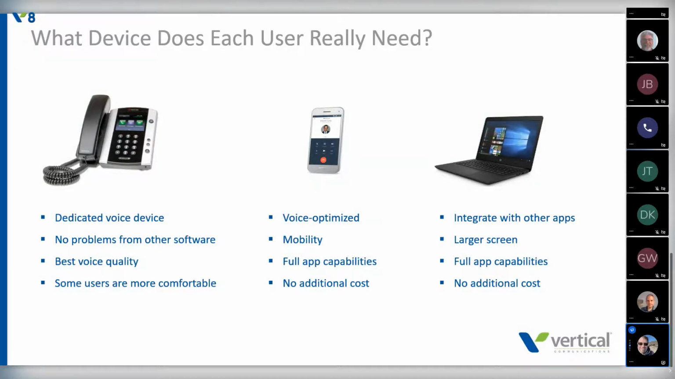So why would you use a phone? Well, one of the advantages of a phone is if you have somebody who's talking on the phone all day long, it's a dedicated voice device. You're not going to find better audio because all it does is audio. That's what it's there for. So it's going to have the best voice quality. And one of those key things is it's not going to have any interactions with other software that could cause problems. You're not going to have any difficulties in that way.